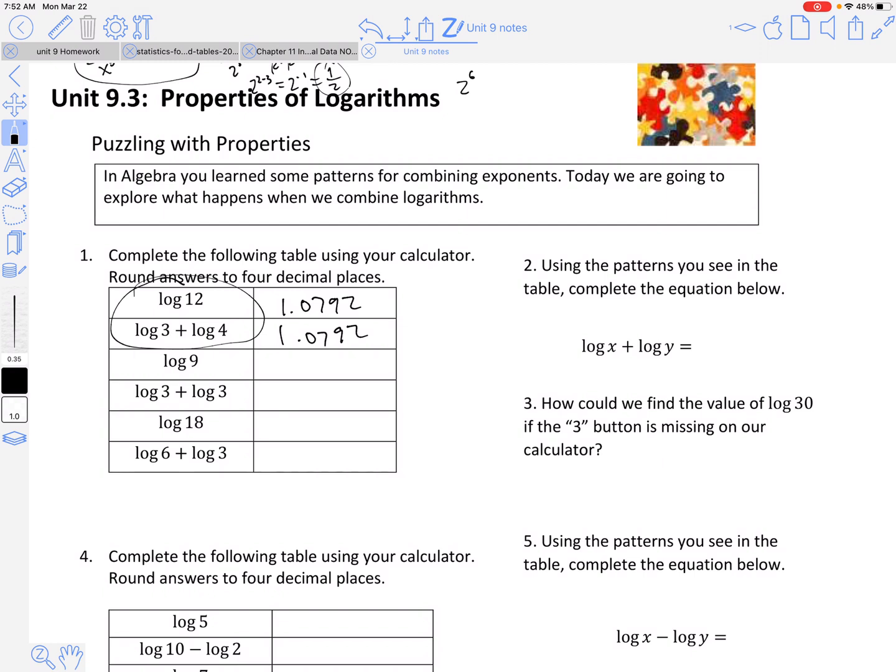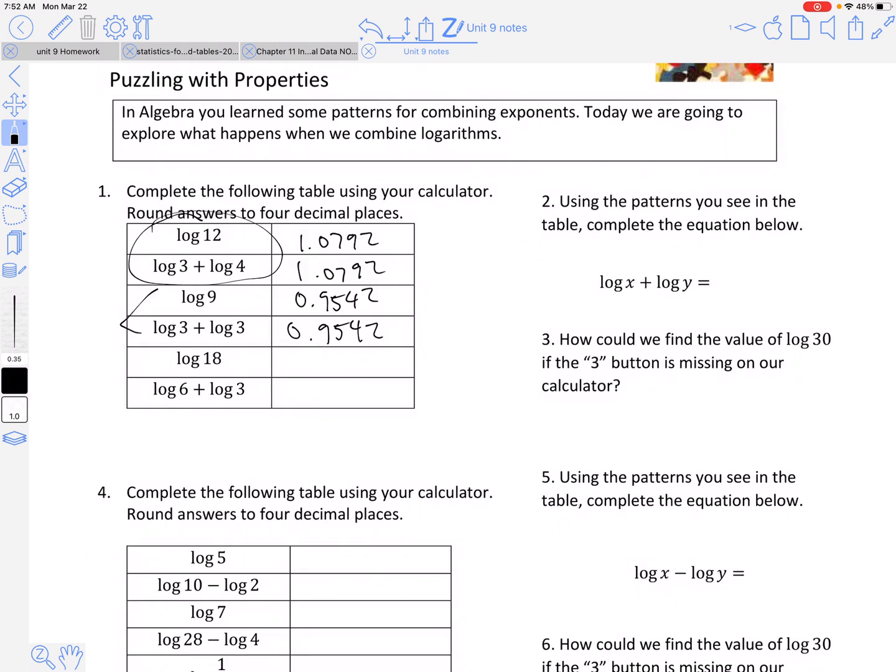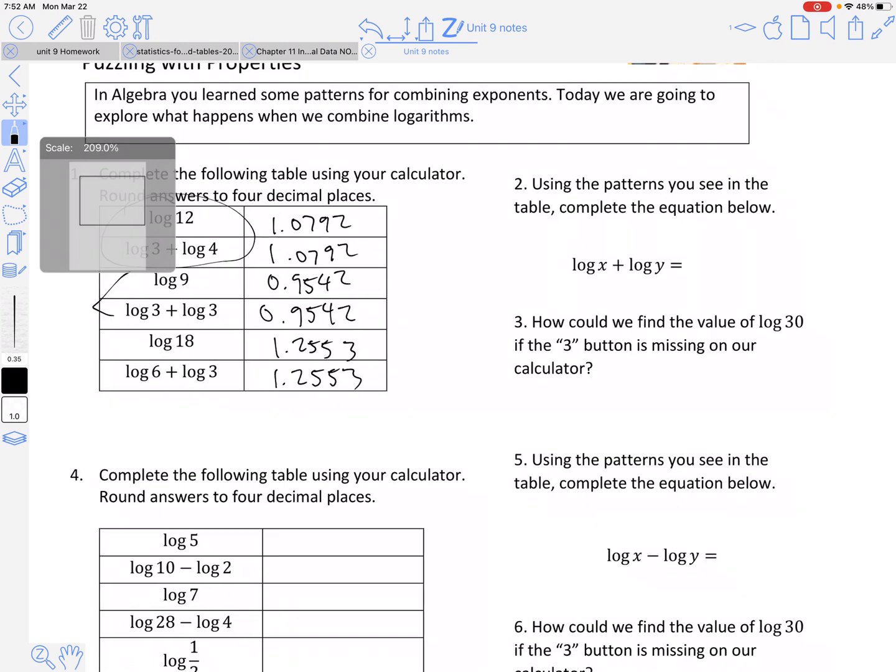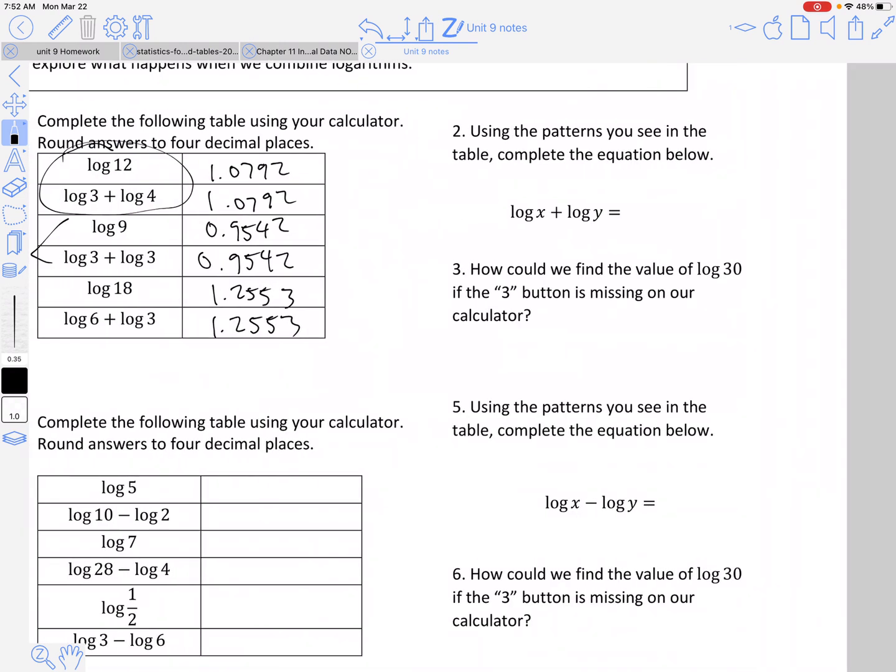All right, and then the next one, you got 0.9542, 0.9542. Why are those the same, right? What's going on here? And then the next one, you got 1.2553, 1.2553. Okay, so number 2 says, using the patterns you see in the table, complete the equation below.